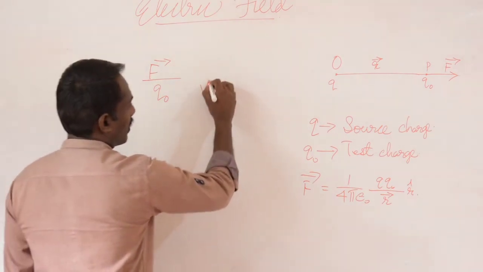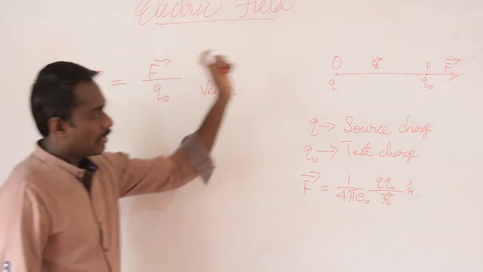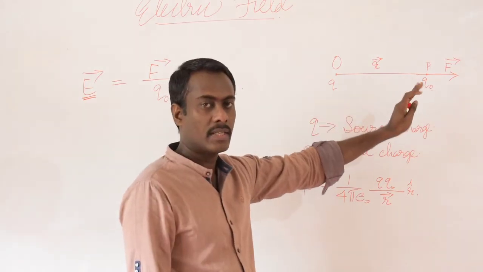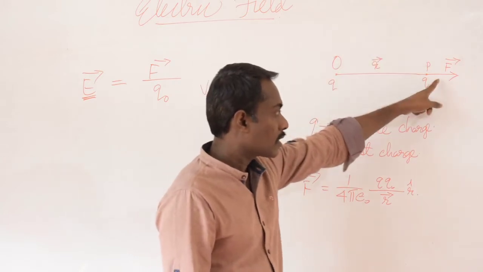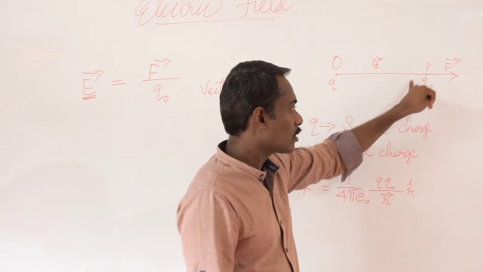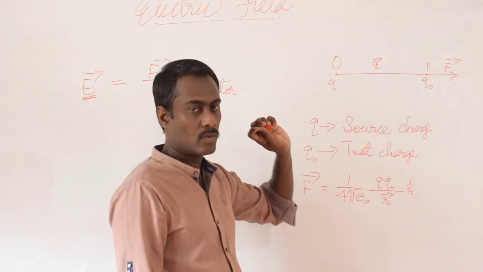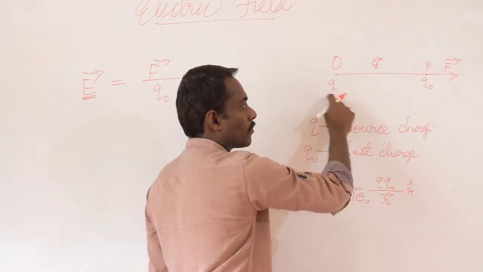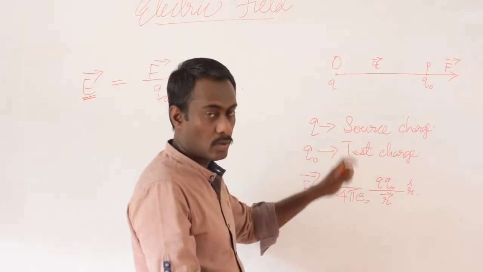So the electric field is a vector quantity. If the test charge Q0 is considerably large in magnitude, what happens if this charge Q0 is brought nearby the source charge Q? Under the influence of the electric field lines produced by Q, the electric field lines are produced around this charge in all directions.